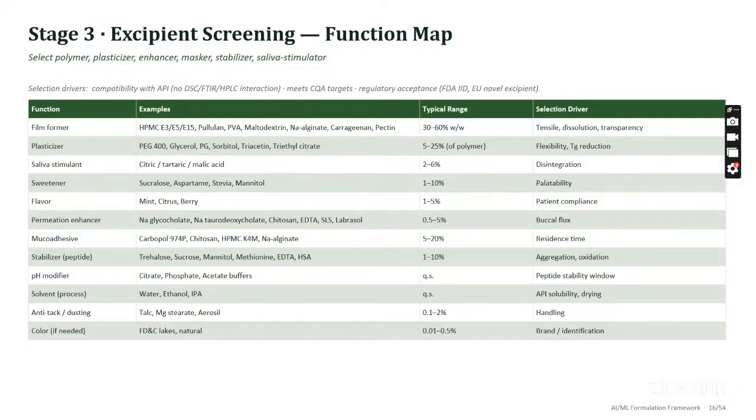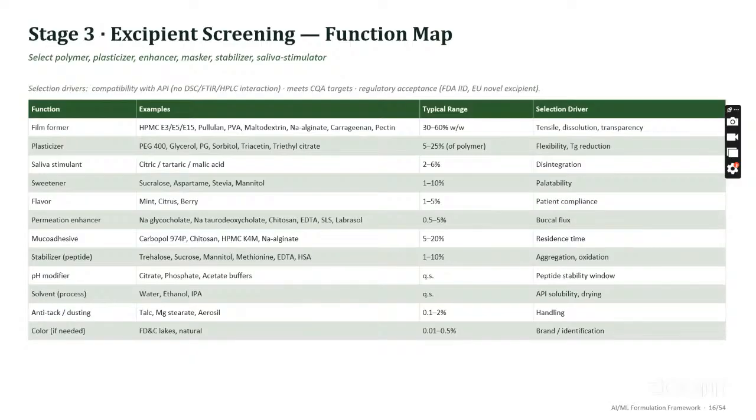The film former, plasticizer, permeation enhancer, mucoadhesive, and a peptide stabilizer. Each row gives an example, typical ranges, and the property it controls. For example, the film former: HPMC E3, E5, E15, Pullulan, PVA, or maltodextrin, sodium alginate, or carrageenan, pectin. The typical range will be 30 to 60% weight by weight. The selection drivers are tensile strength, dissolution, and transparency.